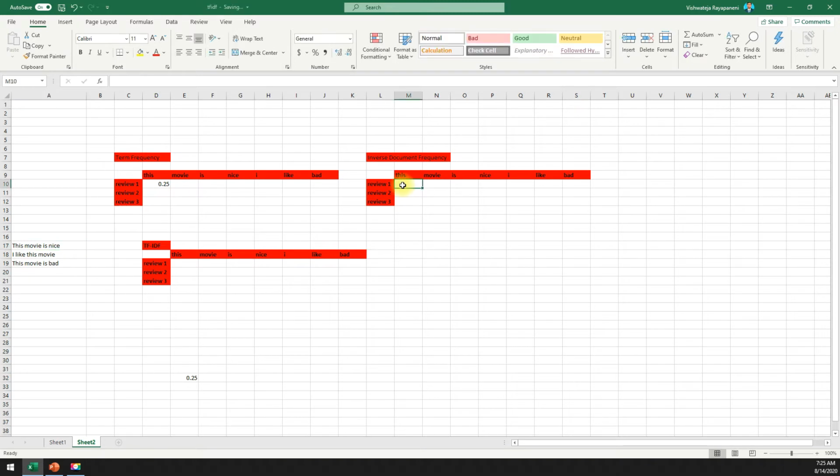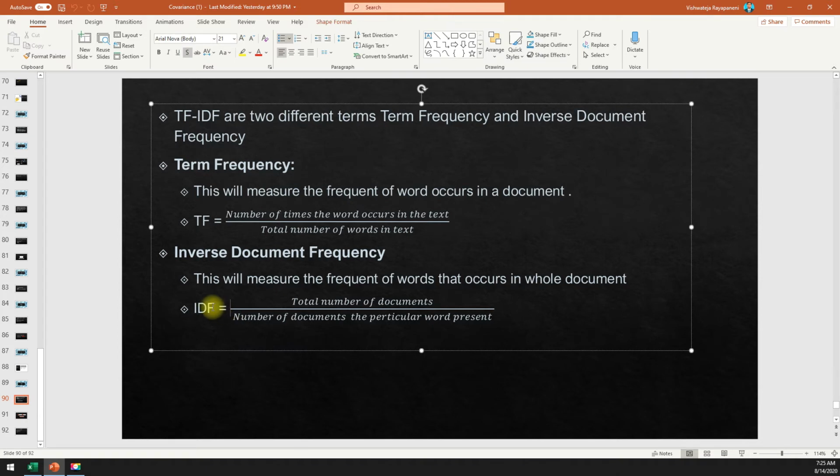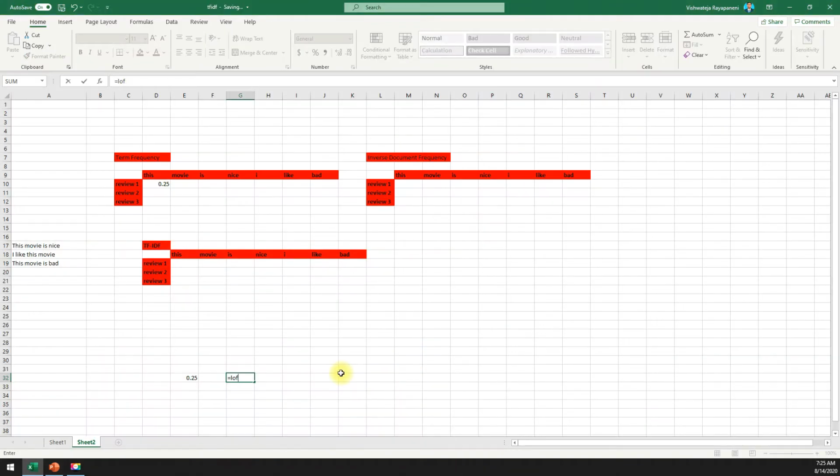When you calculate the inverse document frequency, it is the log of the total number of documents divided by the number of documents the particular word is present in. The total number of documents we have is 3, as we have 3 review sets. So log of 3 divided by 3, since the word "this" occurs in all 3 different documents, so the value will be 0.